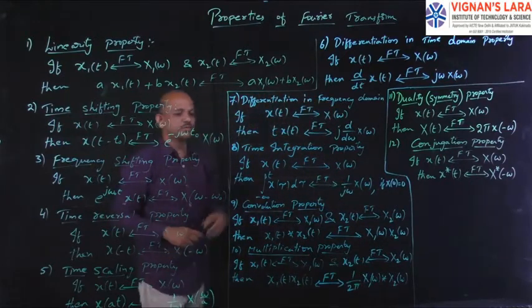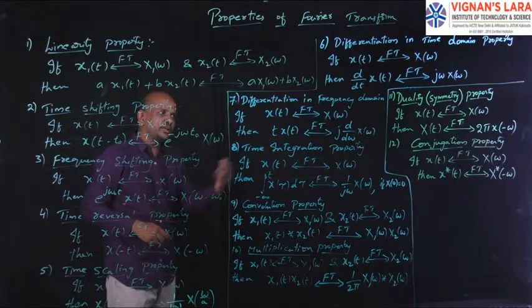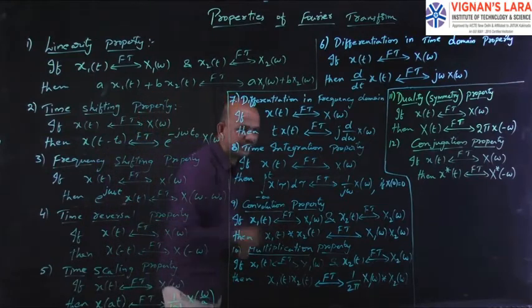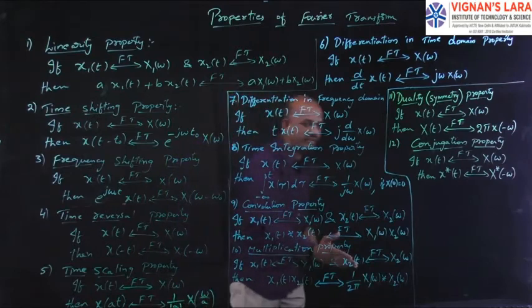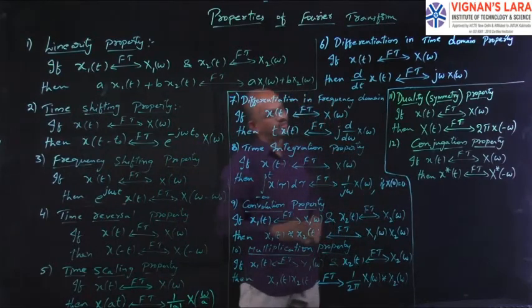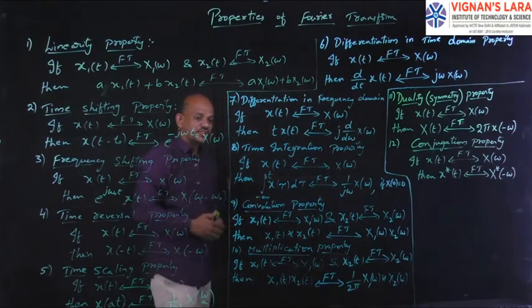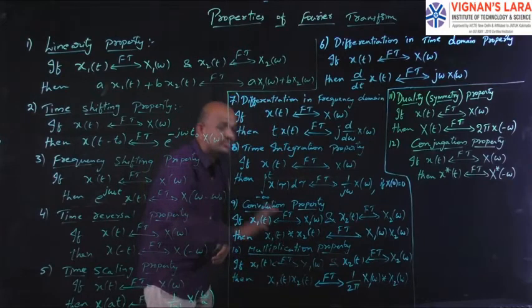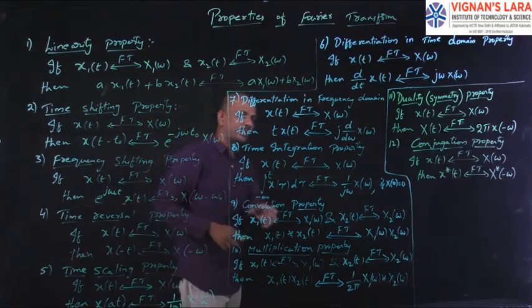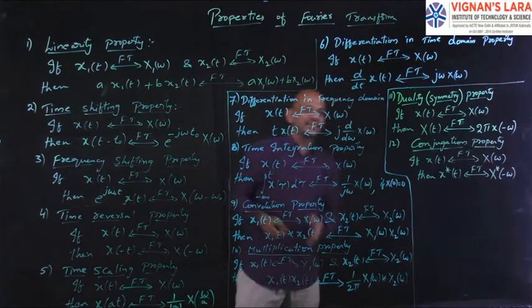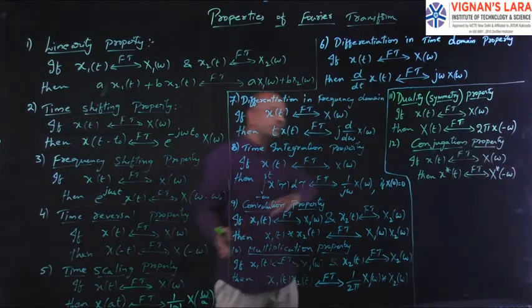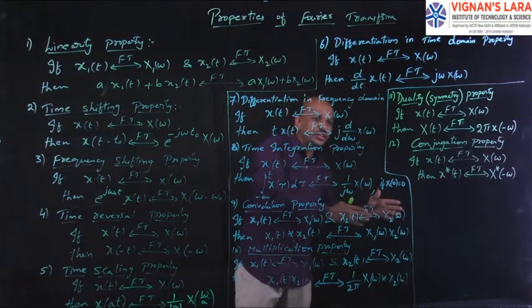Now come to the multiplication property. For multiplication also we need two signals, x1 of t and x2 of t. x1 of t has a Fourier transform x1 of omega and x2 of t has a Fourier transform x2 of omega. Here the multiplication property states that x1 of t into x2 of t, that is, a multiplication in the time domain. What happens? In the frequency domain, we go for the convolution. As there is a multiplication in the time domain, we have the convolution in the frequency domain.